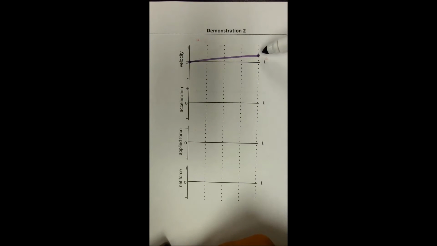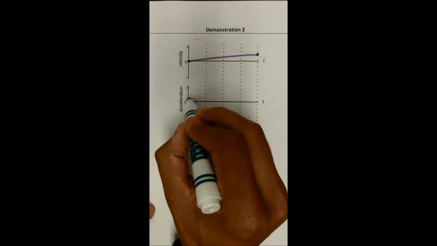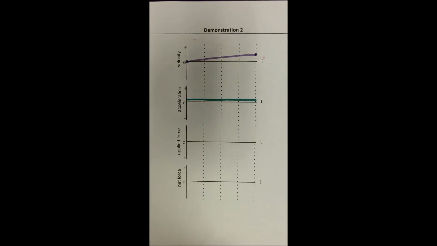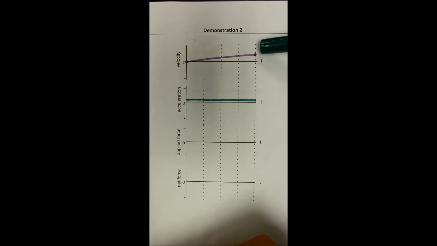But that is something that I could actually see. I actually viewed that. And because of that, since my change in velocity is much lower, I know that my acceleration rate is also much lower. So I'm going to draw it so that it's closer to 0 because it's not as steep. My velocity time graph is not as steep as it was in demonstration 1.